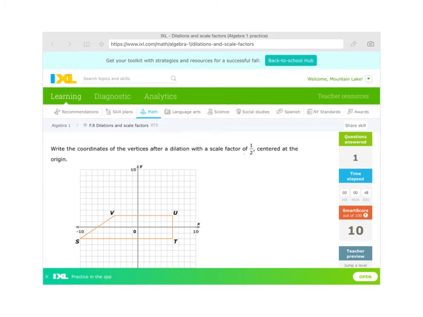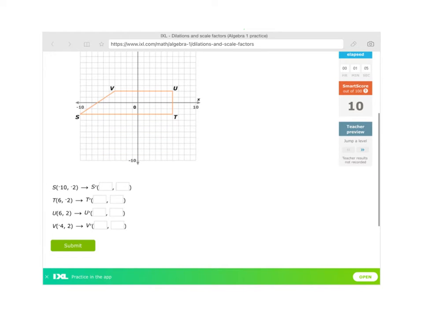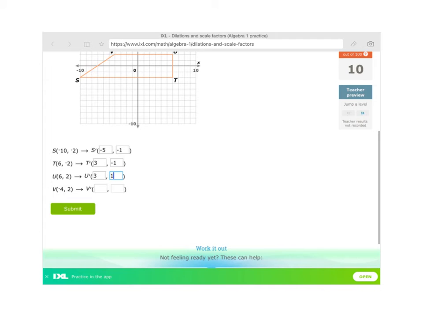Okay, let's try this. Write the coordinates of the vertices after a dilation with a scale factor of half, centered at the origin. So again, same type of question, but scale factor is half, so we'll multiply everything by a half. So we get -5, -1, 3, -1, 3, 1, and then we have -2, and we have 1.